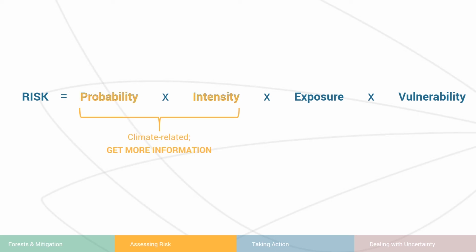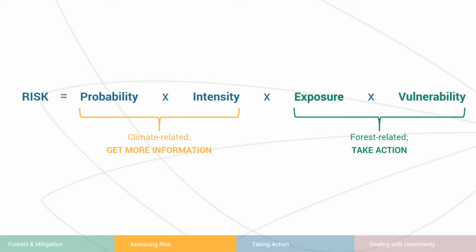Probability and intensity are related to the climate impact, such as drought or heavy precipitation. At an individual level, we cannot reduce these components of risk, but we can get more and better information to improve our assessment of risk. This is where it's important to understand the regional climate trends and projections in your area.